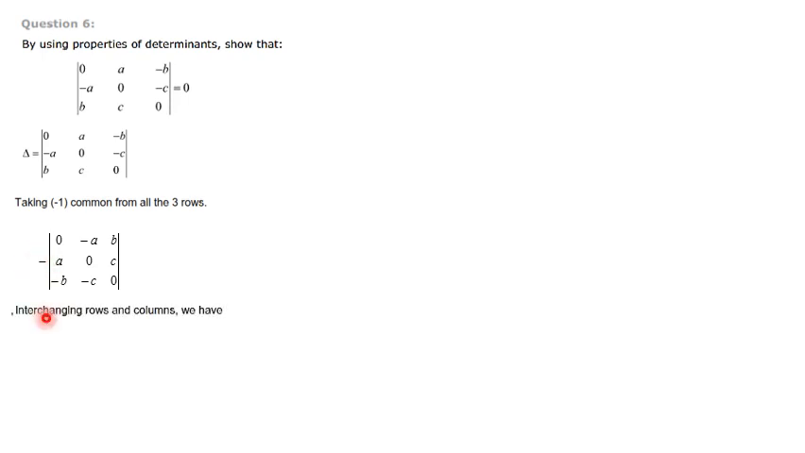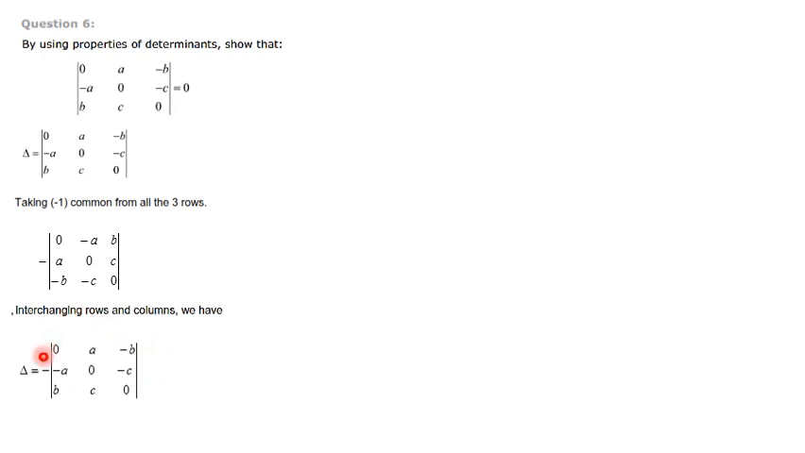Next, interchanging the rows and columns. I'm taking the transpose of this determinant, meaning just interchange the rows and columns. That means delta is equal to this minus outside, 0, minus A, B. This is the first row, and that first row will come here as the first column. A, 0, C will come as the second column. Minus B, minus C, 0 will come as the third column. Interchanging the rows and columns of a determinant is allowed. It will not affect the value of the determinant. We have studied this in the properties of determinants.